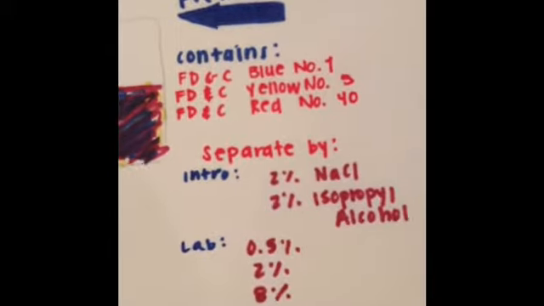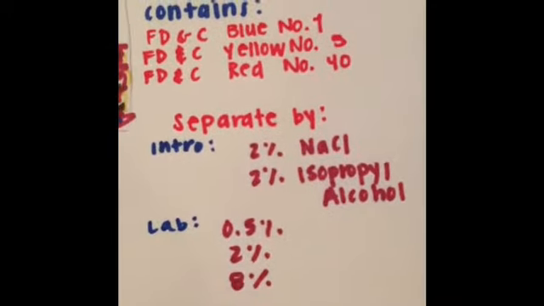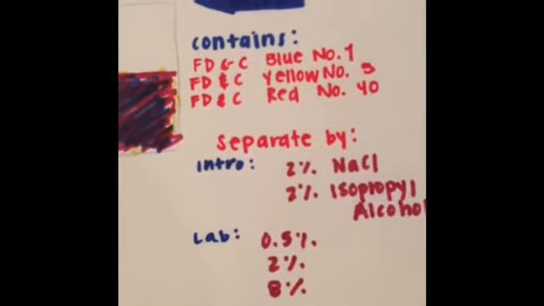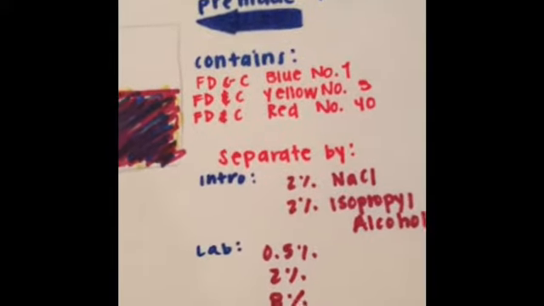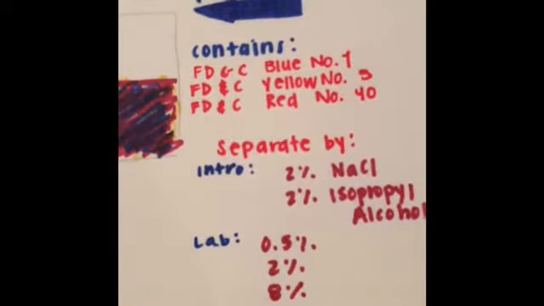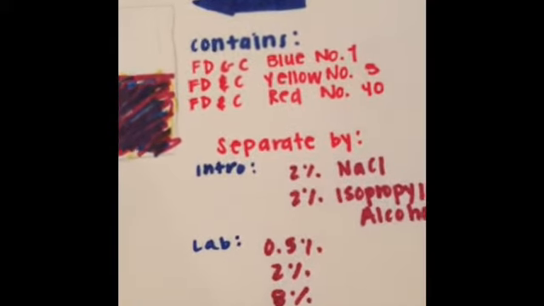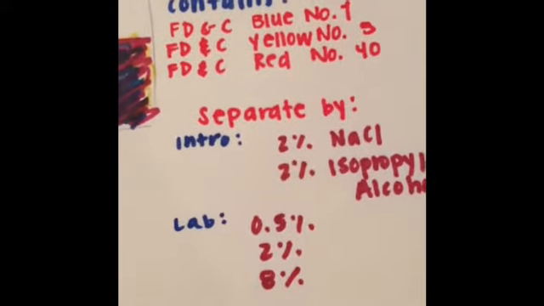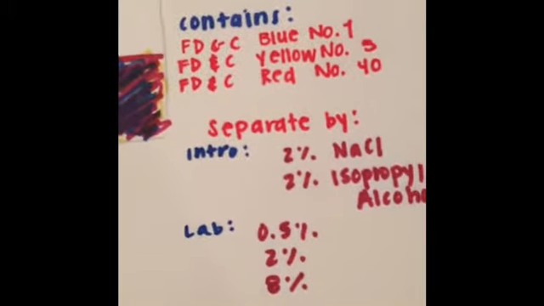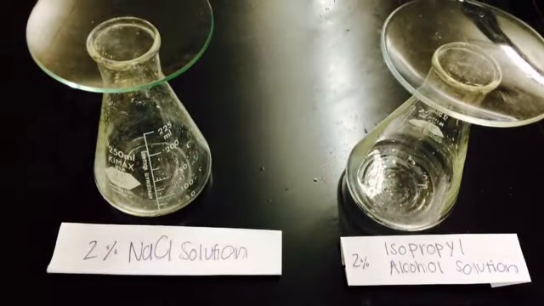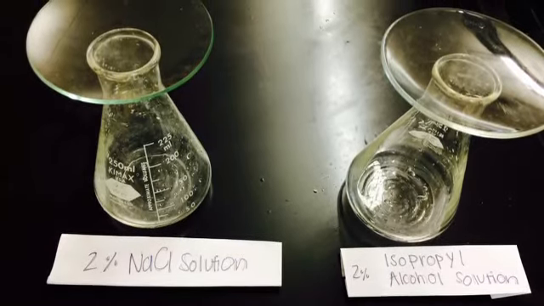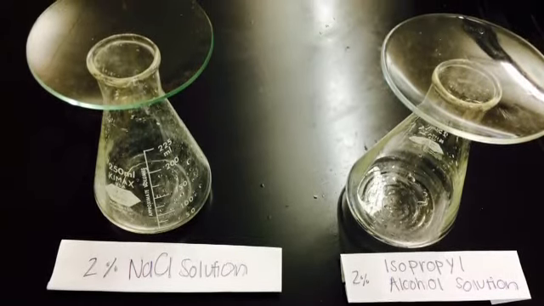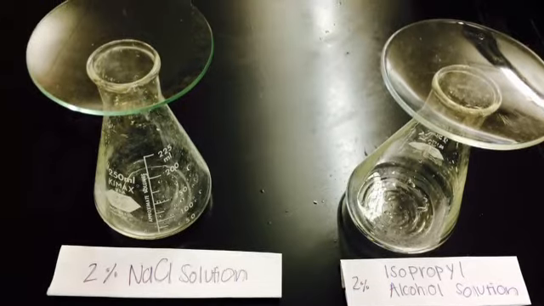In the intro, we are going to use 2 different solutions, and we're going to see which one helps the dyes separate better. Then we're going to take that one and test the effect of different concentrations in the laboratory activity. Our different concentrations will be 0.5, 2, and 8%. You will choose one of these solutions after you test both, and you will see that the dyes have more affinity for one of them. You will explore the structure of the dyes and the solutions and see why.